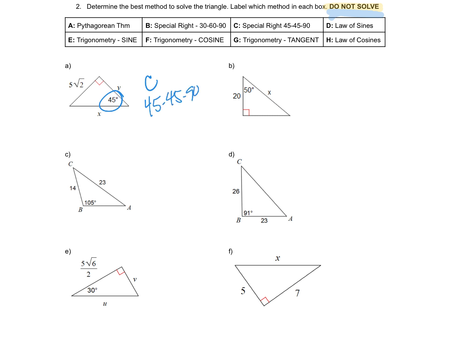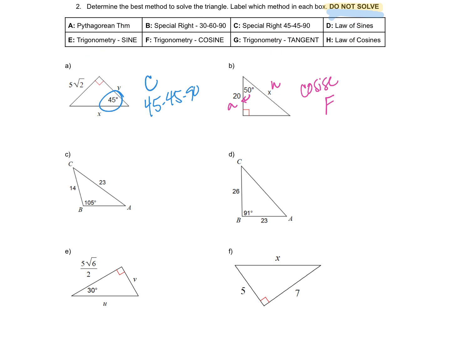The second one, I don't have a 45, 45, 90. I don't have a 30, 60, 90. I don't have 2 sides, and I'm looking for a 4th side, or a 3rd side. I do have a right triangle, so that takes out law of sines and law of cosines. So now I'm down to trig. That's all I have left. So I do have a hypotenuse, so that takes out my tangent. So this is the adjacent side. This is the hypotenuse, so this is the cosine. That's letter F.